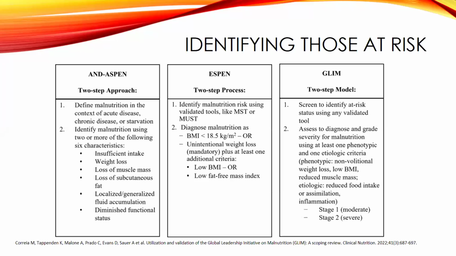So in conclusion, there's that review that was done by Corella and his colleagues, whereby the GLIM criteria has been studied extensively since its publication. You find low BMI was the phenotypic criterion used most often, whereas both food intake and assimilation and inflammation or disease burden were frequently employed as the etiologic criteria.